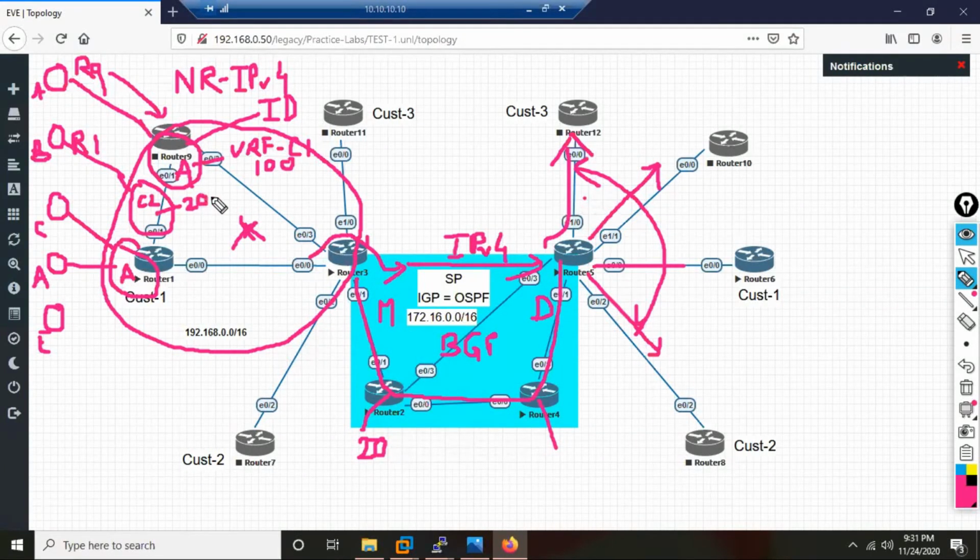So what do service providers do? They said, okay, let us have for every customer some unique number, a unique ID. So every VRF now will have what? A unique ID. And this ID is now called what? RD, route distinguisher.